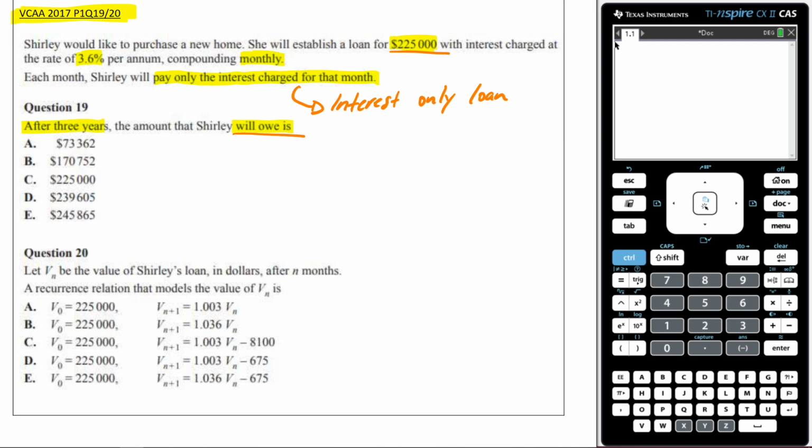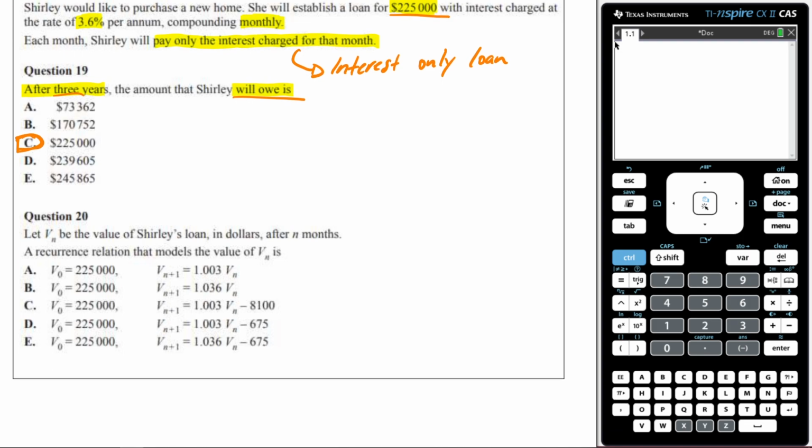So how much will she owe after 3 years? Well, she's still going to owe the same amount of money, $225,000, because remember, that number stays the same. She's only paying off the interest, which means she's only ever going to owe this much money. A little bit of a red herring here is this 3 years. It doesn't matter. It could have been 10 years, 40 years, any amount of time. She's always going to owe $225,000 on the loan.